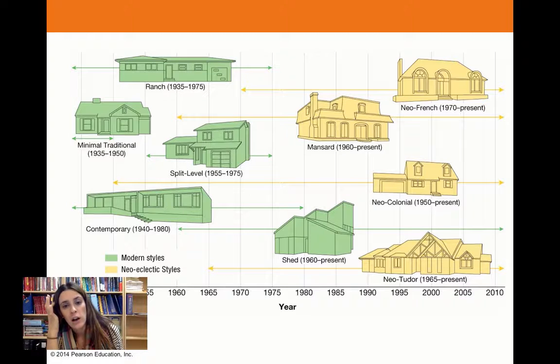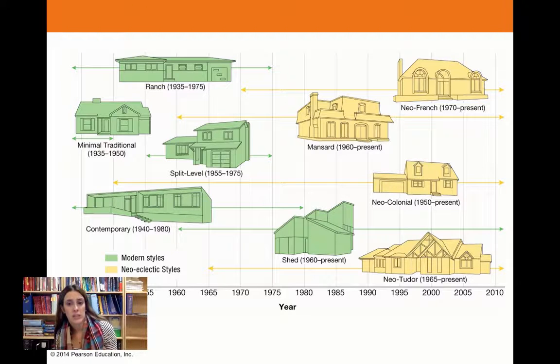Here are some images of popular housing styles in the United States over time. At the top, we can see the ranch style home that was really common from 1935 to 1975. Here we've got minimal traditional, and the split level, which was super common from 55 to 75. I know my dad grew up in a home that looked just like this. Contemporary from the 40s to 80s, and the shed style down here beginning in the 1960s. On this side, we've got a different style of popular housing: the Neo-French beginning in the 1970s, and the Neo-Colonial in the 1950s. So, different styles of houses over time, because remember, popular culture is constantly changing.